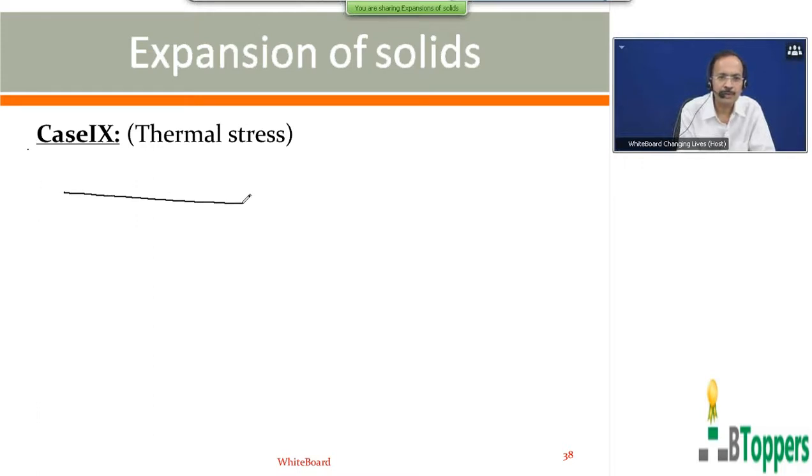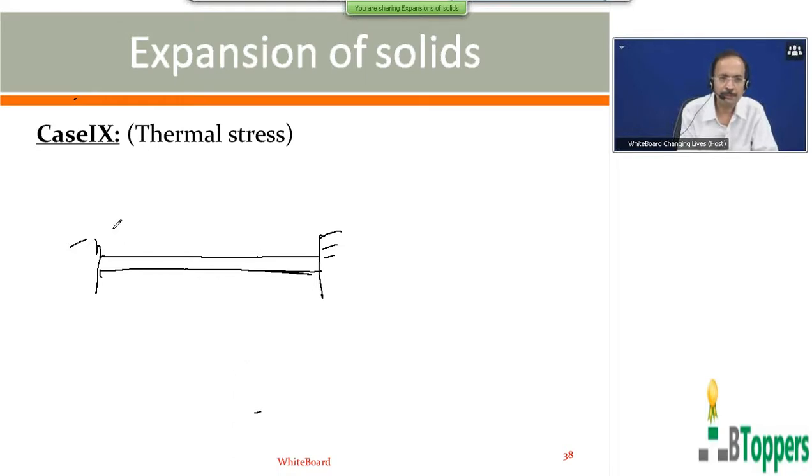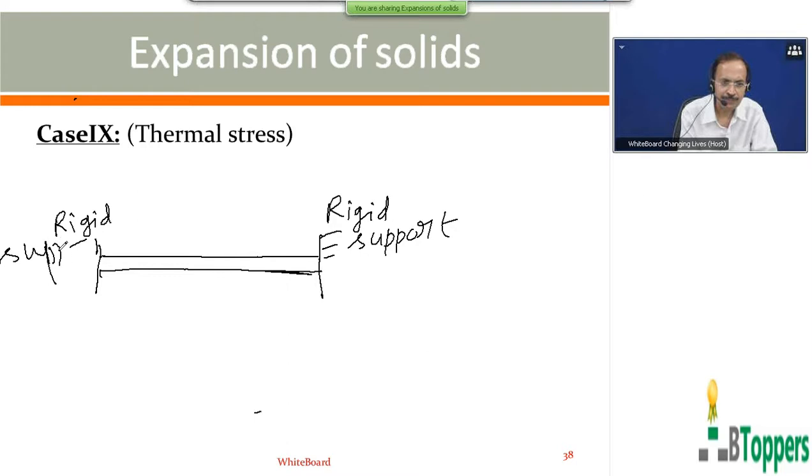Suppose if you consider uniform metal rod, you consider uniform metal rod, so let us consider uniform metal rod which is clamped between 2 rigid supports. There is one rigid support on the left side. You can call it as S1, another rigid support on the right side called S2.